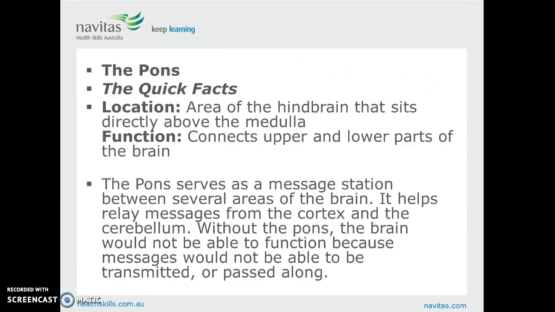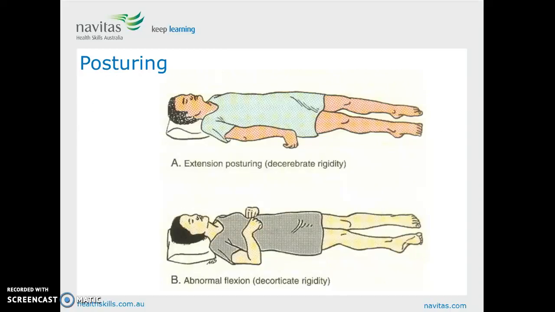The pons, the quick facts. The location: the area of the hindbrain that sits directly above the medulla. Its function is to connect upper and lower parts of the brain. So the pons serves as a message station between several areas of the brain. It helps relay messages from the cortex and the cerebellum. Without the pons, the brain would not be able to function because messages would not be able to be transmitted or passed along.